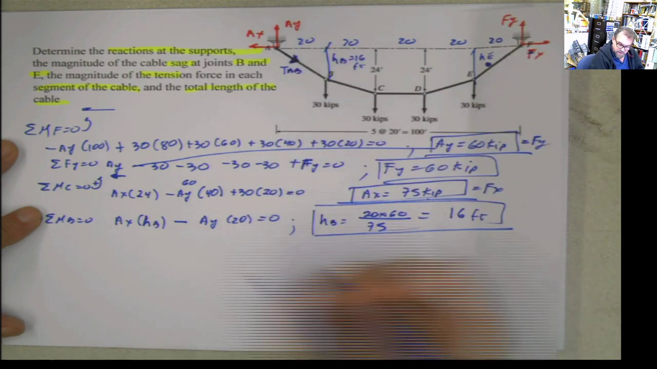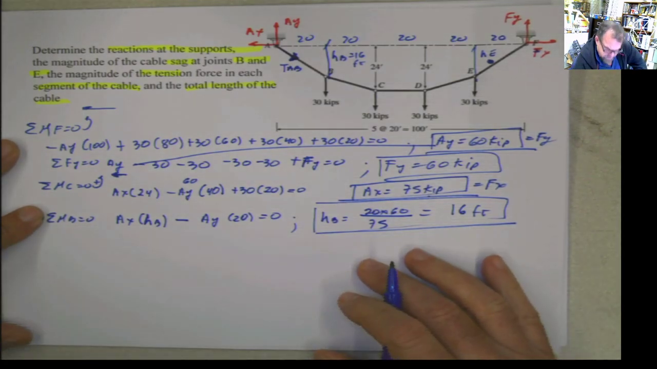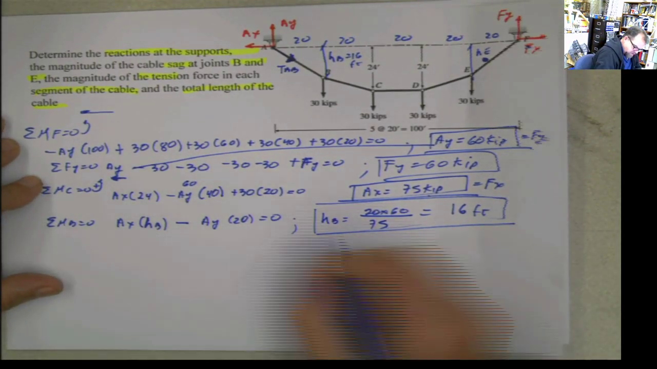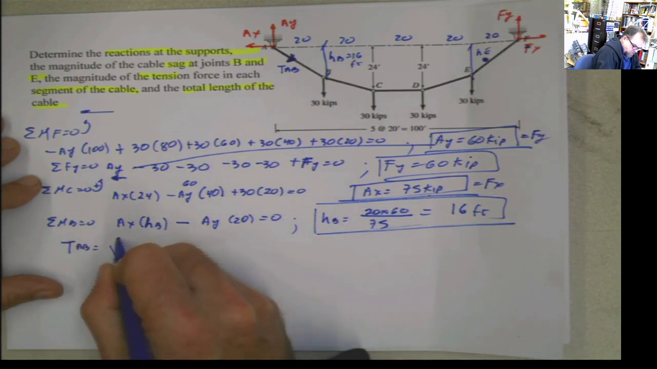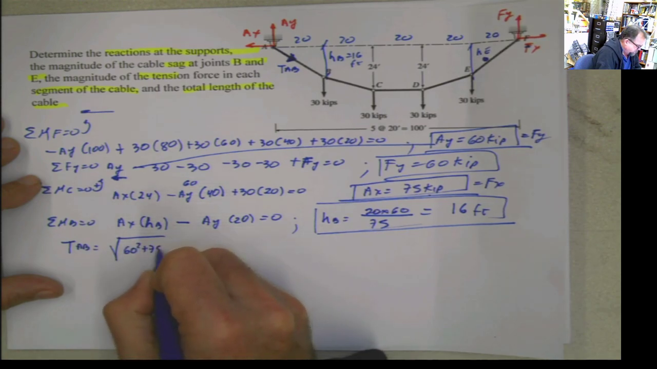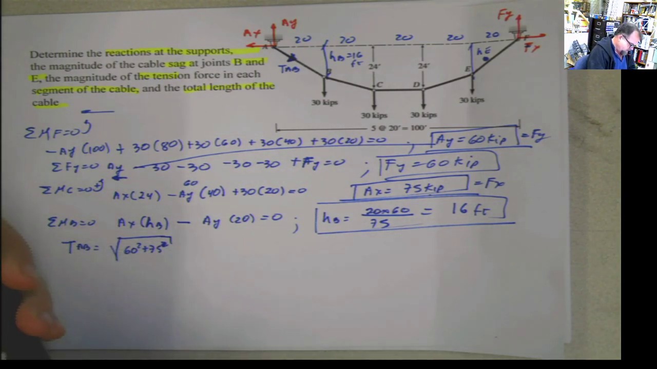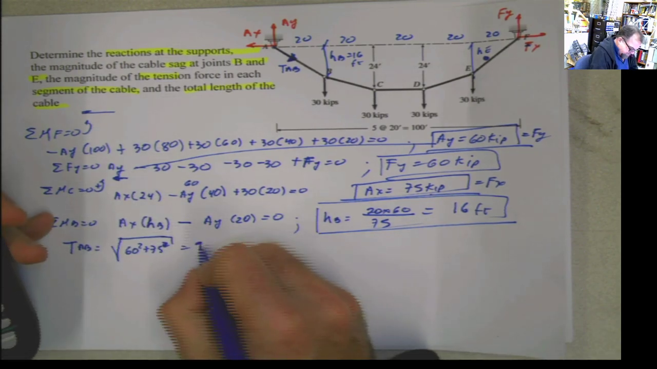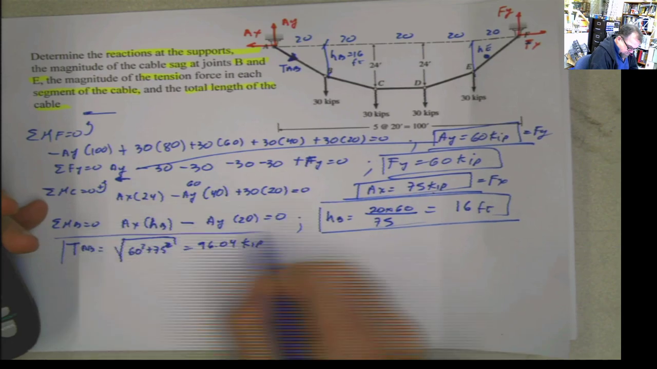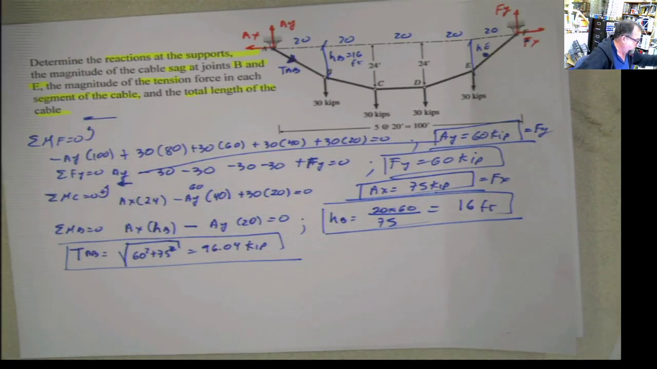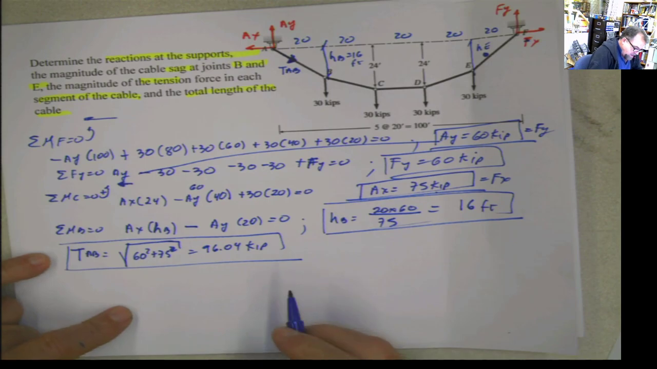And if you want to know how much is TAB, well, then you can calculate it. I didn't calculate that before, I think, but let's say TAB is the square root of 60 squared plus 75 squared. 60 and 75 are these values here. That value is 96.04. Yeah. I don't remember doing that before, so I don't know if I'm giving you false results, but I don't think so. So we have that value over there, 96.04 kip.